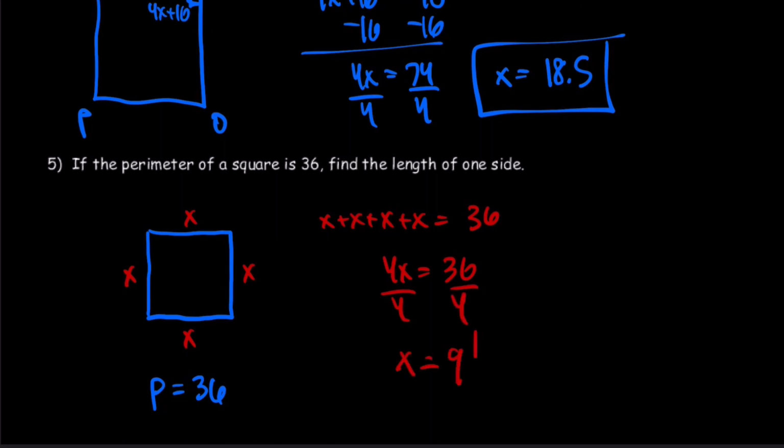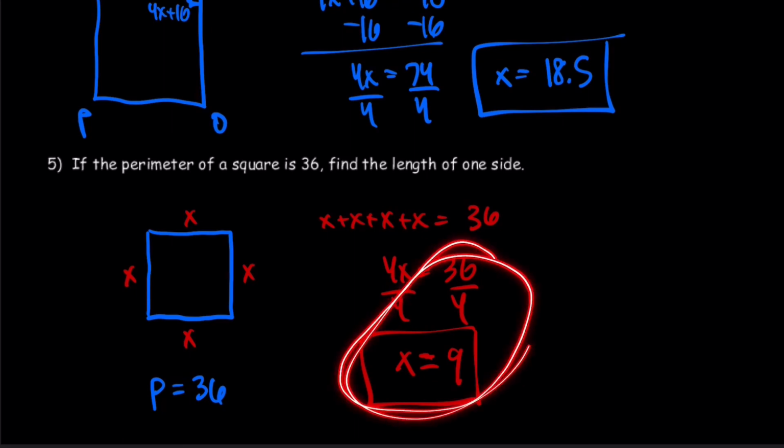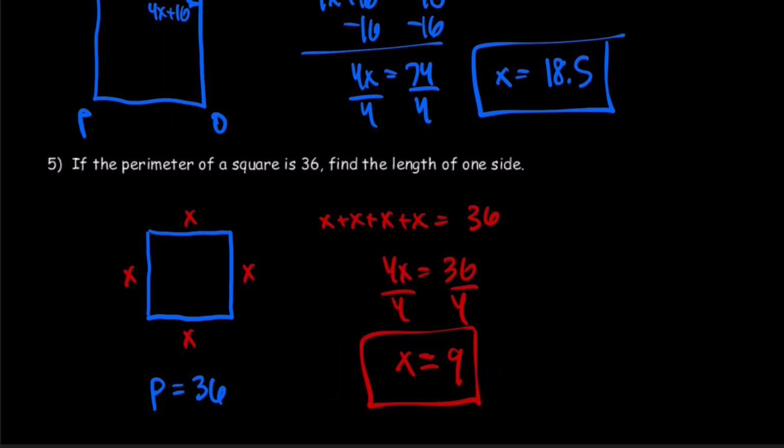X equals 9. And some of you guys are saying, I could have done it a little quicker. Yeah, as long as you realize that a square has 4 equal sides, and if I give you the perimeter, you just divide by 4, and that gives you the length of one side, I'm fine with that. You just have to show some work, so maybe you just show something like this to tell me what the length of one side is.